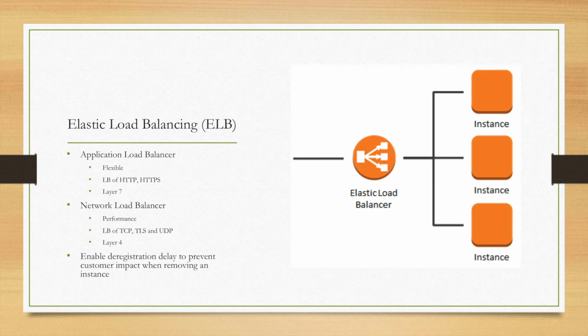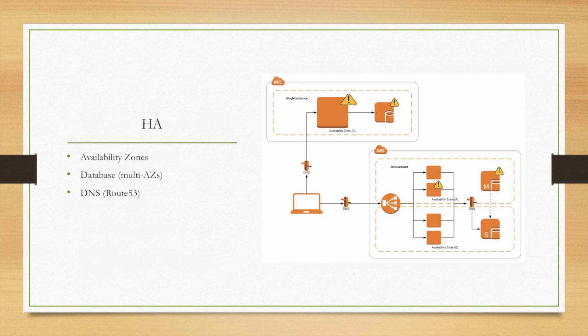The other is the network load balancer. This is layer 4, and it load balances TCP, TLS, and UDP. Using this type of LB, you're focusing on performance. Also, when you use ELB and want to achieve high availability, you can enable the deregistration delay to prevent customer impact when removing an instance. We can see that using an ELB in front of the EC2 instances, it can route and distribute traffic between the different instances. Except ELB, we can also use other methods in AWS to achieve HA.